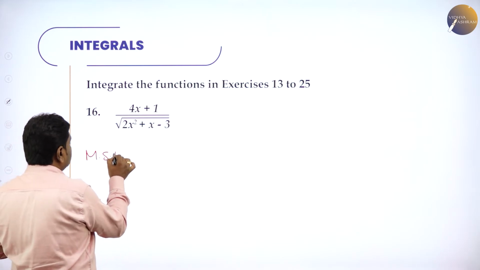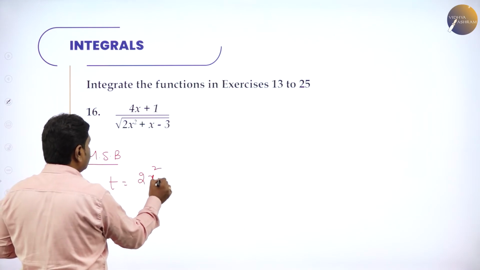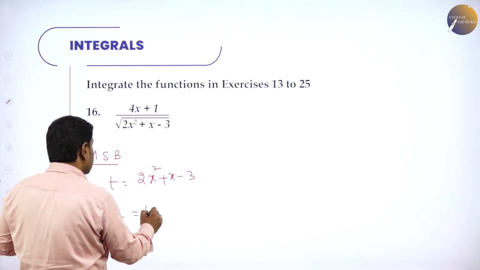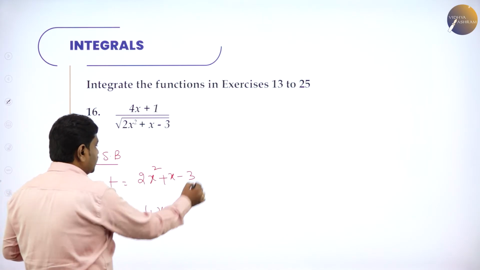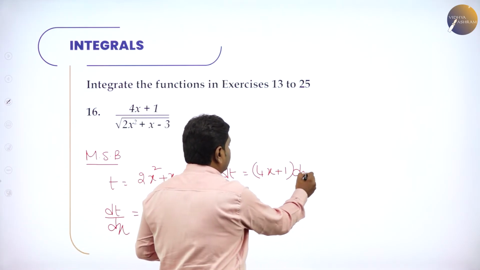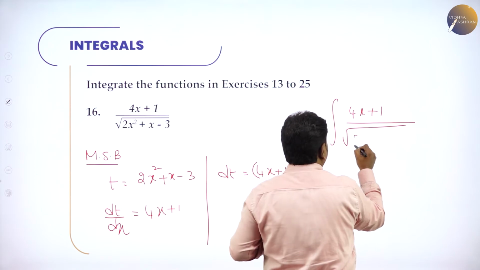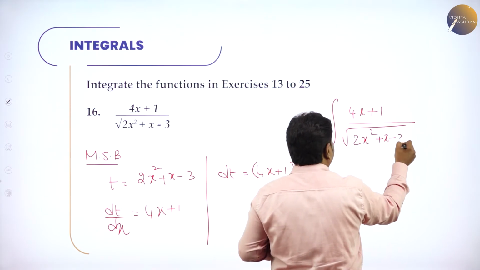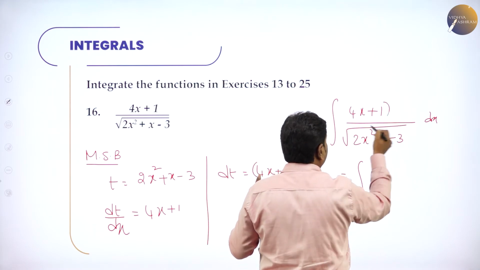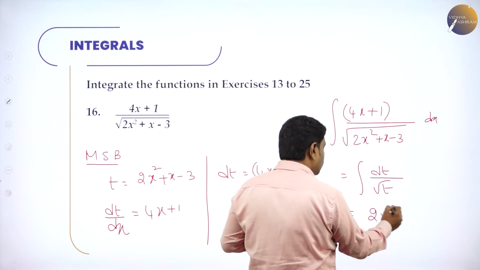So method of substitution means use your brains, put t as the denominator, put t is equal to 2x square plus x minus 3. Differentiate, so dt by dx gives you what? 4x plus 1. You got the numerator. So dt is equal to 4x plus 1 into dx. So the given problem, integration of 4x plus 1 divided by root of 2x square plus x minus 3 dx, can be written as integration of dt divided by root t. All of you know integration of 1 by root t is 2 root t plus c.